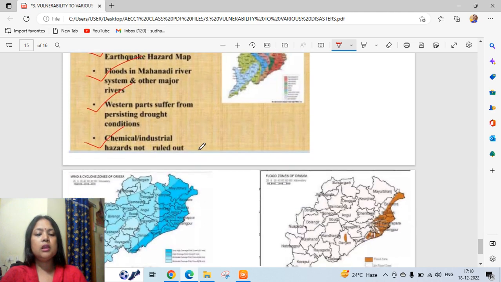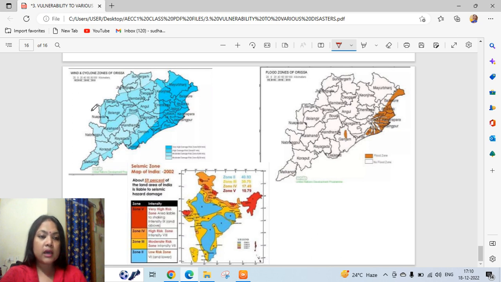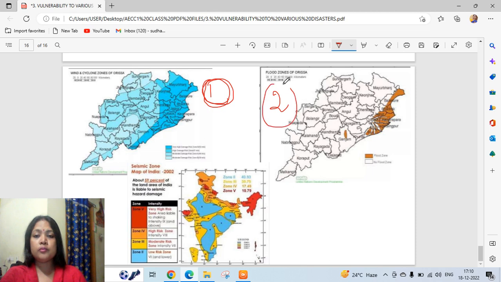Then you see the maps. One is the cyclone zone of Odisha. Here, I mark this map number 1 so that it will be easy for your understanding. Map 1 shows the wind and cyclone zones of Odisha. Map number 2 shows the flood zones of Odisha.